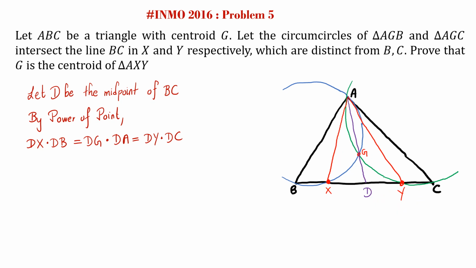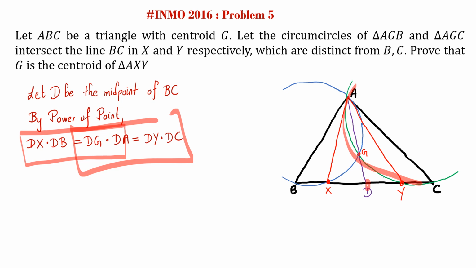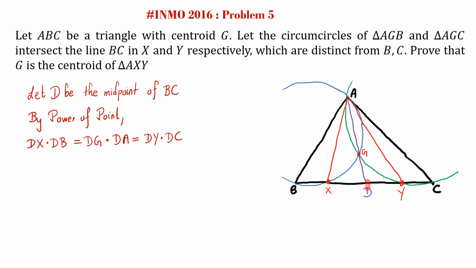So let me repeat it once again. For the point D, with respect to this blue colored circle, we have DX times DB equals DG times DA. And with respect to the green circle and the point D, we have DG times DA equals DY times DC. So since this is a connecting bridge, we can equate these two quantities: DX times DB equals DY times DC, right?